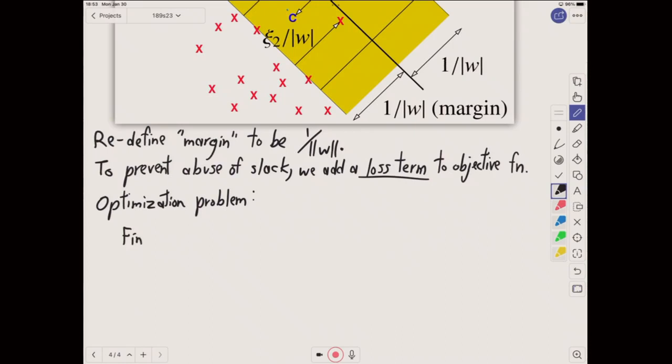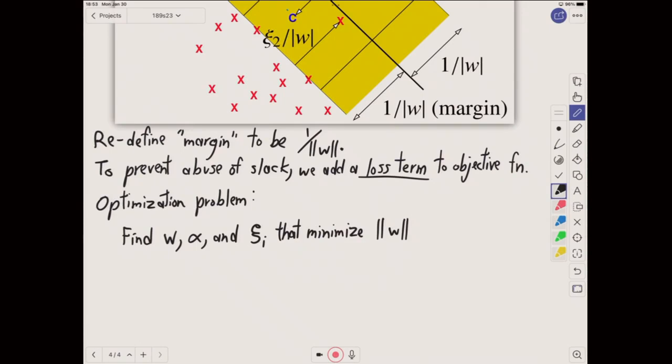We want to find a weight vector W, a bias term alpha, and a bunch of slack variables xi i, one for each training point, that minimize the following objective function. Just like before, we're going to minimize the length of W, just like with a hard margin support vector machine.